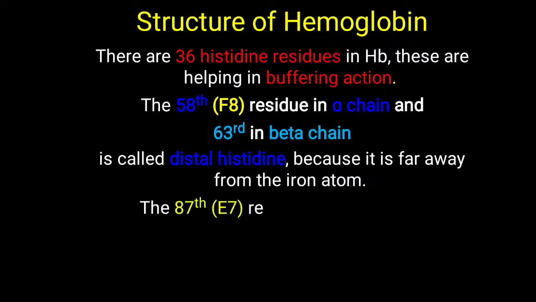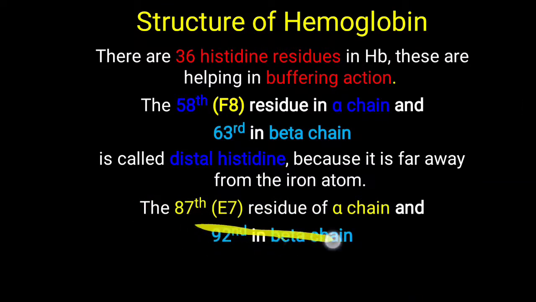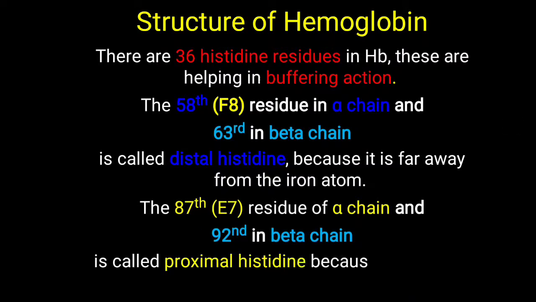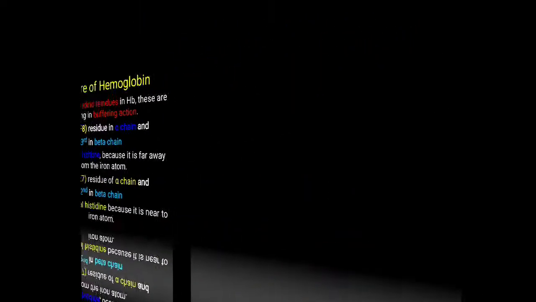Similar to the distal histidine, there is one more called the proximal histidine. The 87th histidine residue of the alpha chain, and plus 5, that is the 92nd histidine residue of the beta chain, is called the proximal histidine residue because it is nearby to the iron atom of the heme. So the iron present inside the heme is closer to that particular 87th histidine residue of the alpha chain. So that is about the primary structure. Primary structure means the alpha chain contains 141 amino acids, the beta chain contains about 146 amino acids, and also the details of the proximal and distal histidine.